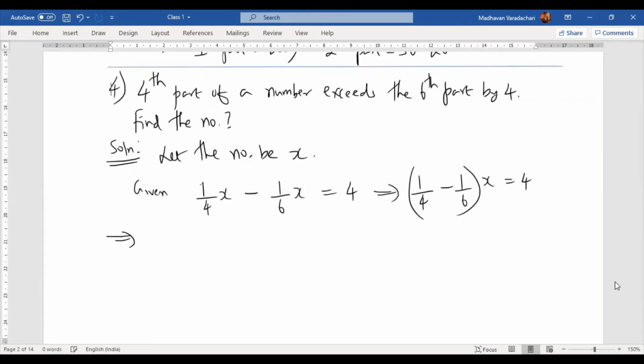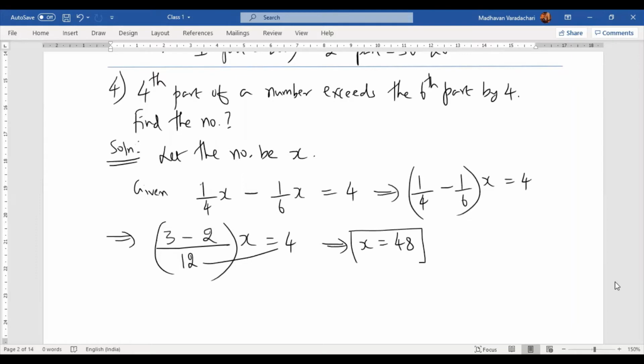Now let's take the LCM for 4 and 6. LCM for 4 and 6 is 12. So 4 3s are 12, so I will put 3 here. 6 2s are 12, so I will put 2 here, times x equal to 4. Cross multiplying, 3 minus 2 is 1, so x equal to 48. That is what you require. You need to find the number. The number is 48.